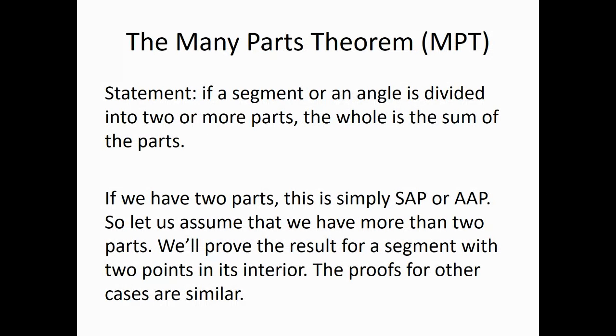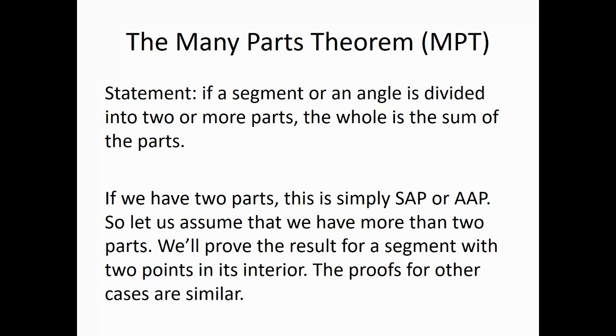All right, so the many parts theorem, it says that if a segment or an angle is divided into two or more parts, the whole is the sum of all of those. Well, if we have only two parts, that's simply the segment addition postulate, or if it's an angle, the angle addition postulate. So let us assume that we have more than two. So let us assume in particular that we have 2 points in the interior. And if we were to have more than two, that is, if we were to divide the segment up into more than 3 parts, well, the proof would be very similar.